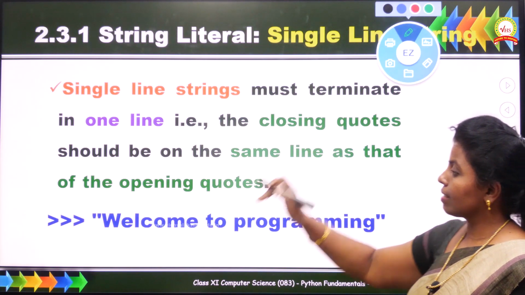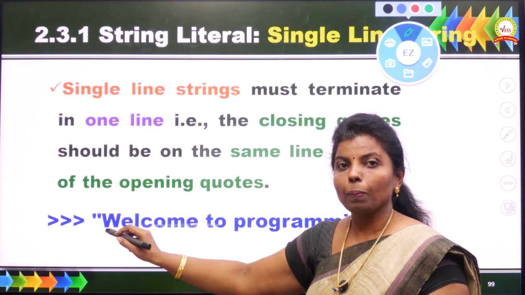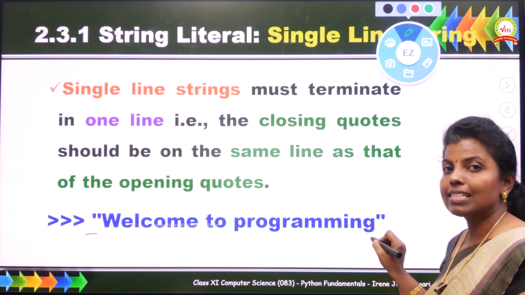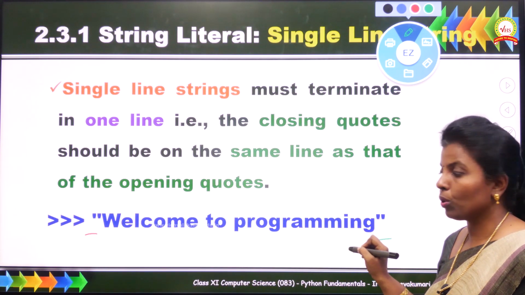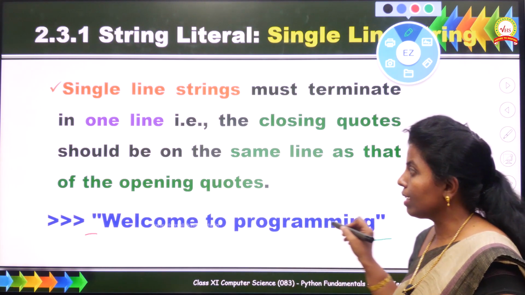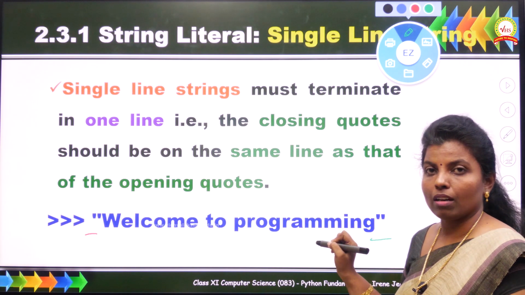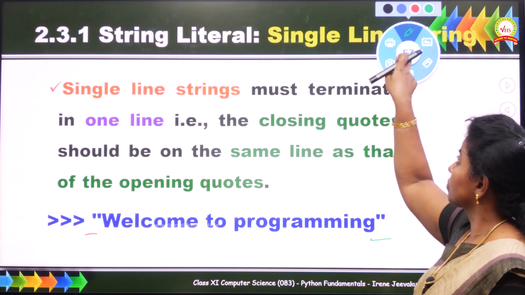And here we have an example. Here we have started a string literal with a double quote. In the same line itself, this double quote has been ended. So in one line itself, this string literal has been completed. So this is an example of a single line string literal.